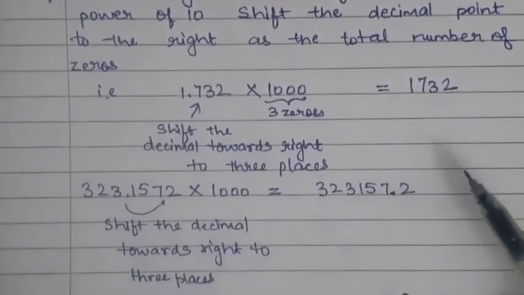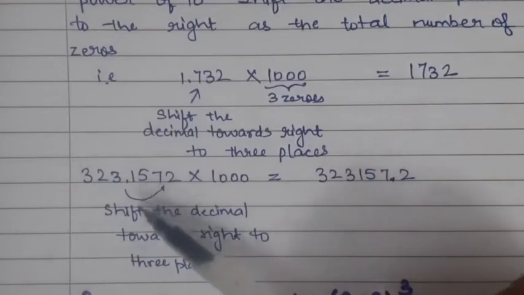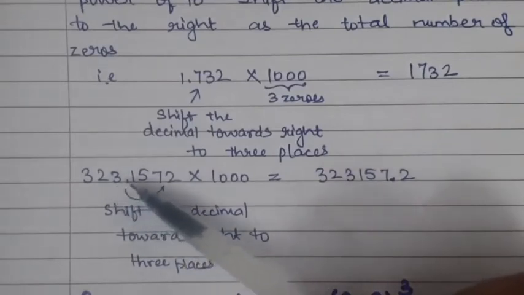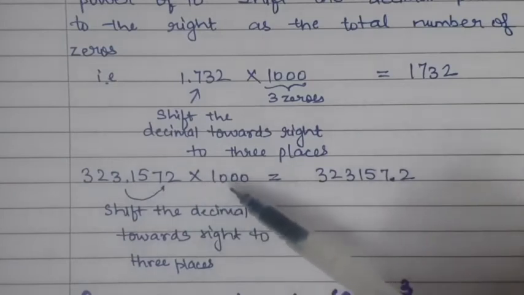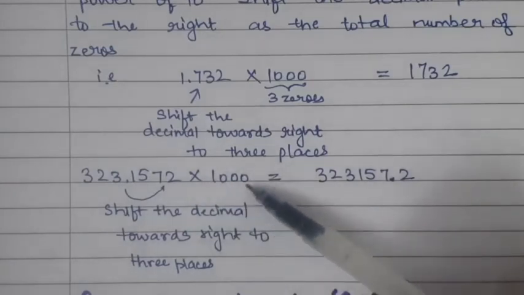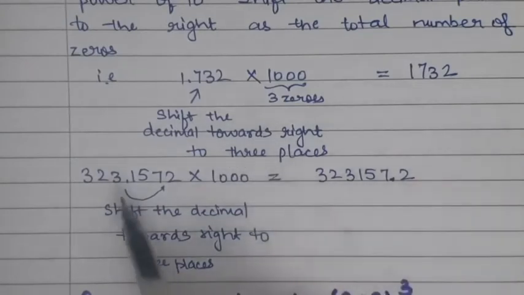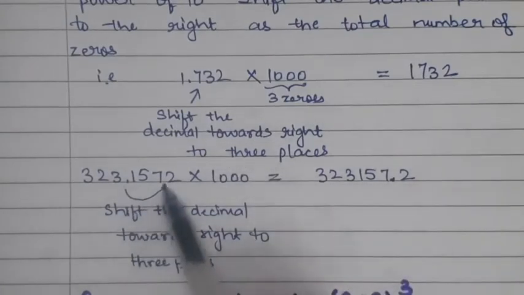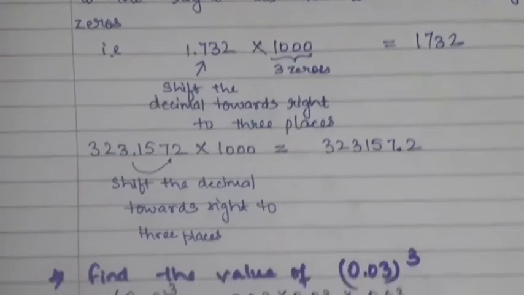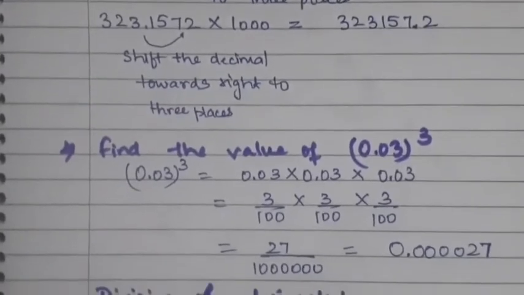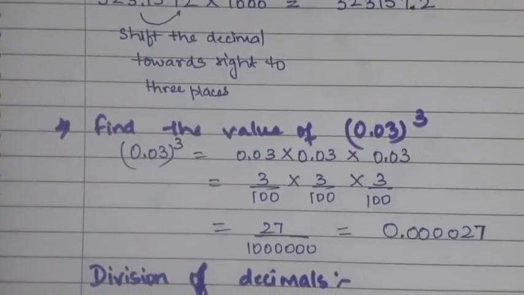So what we get? We get 1732. Next is, we have 323.1572 into 1000. Now how many zeros are there? 3 zeros. So shift the decimal by 3 places. So what we get? We get 323157.2. Clear?